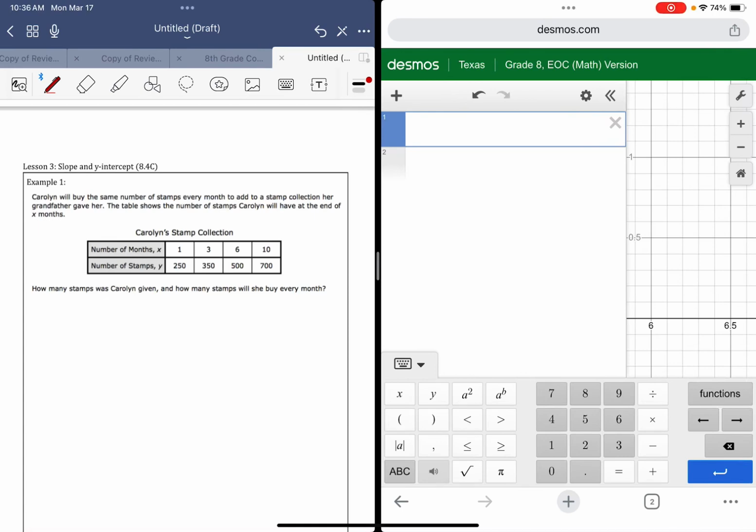Now we're working on lesson 3, slope and y-intercept, 8.4c. We have two examples. Either we'll have a table or we will have a graph. So on example number 1, we have a table.